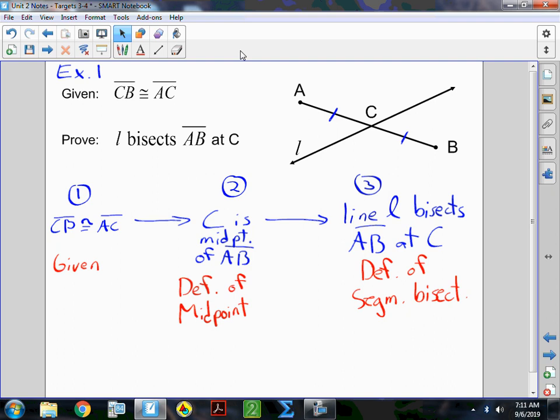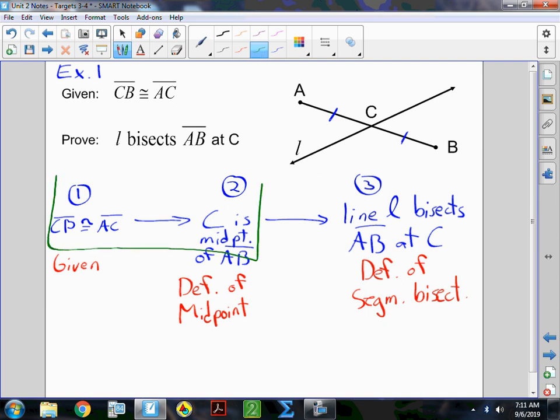So I'm going to use my definitions in this unit as my reasons in my proof, just like I use the law of detachment. Every time I write down a definition, I should be able to do this. If I'm using as a reason definition of midpoint, I should be able to put a box around the if and the then, and that if and that then should match this definition. And that's all proofs are.